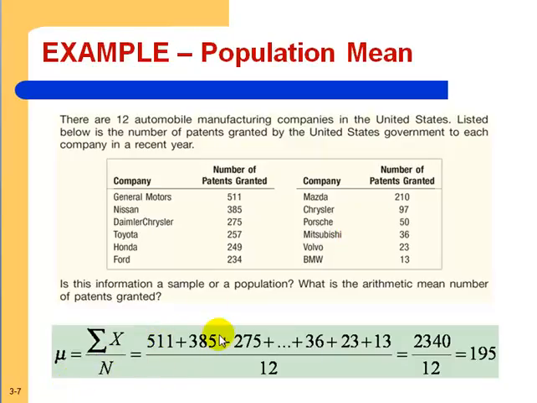So how do we get the mean of it? We write down the formula: mu equals sigma x divided by n. Sigma x means we add all the values in the group up, then divide by the number of values. There are 12 values here, and we add each individual value up. So we get 2340, and divided by 12, we get 195. This 195 is the population mean for this population.